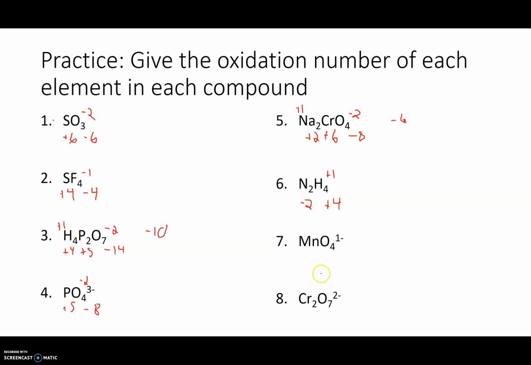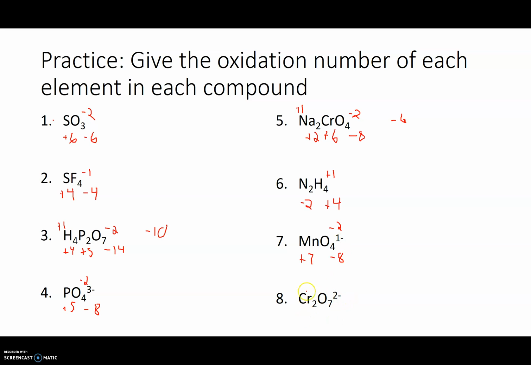So here we have, these two are very, very important. We're going to be doing something called a redox titration at some point in the next 2 weeks. So again, we always know that oxygen is minus 2. So that's a total charge of minus 8. And we want the overall charge to be minus 1. So that means that Mn has to have a charge of plus 7, because when you add those together, you get the charge of the polyatomic ion.